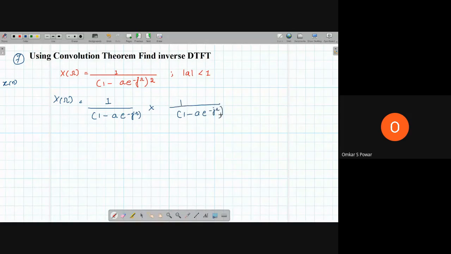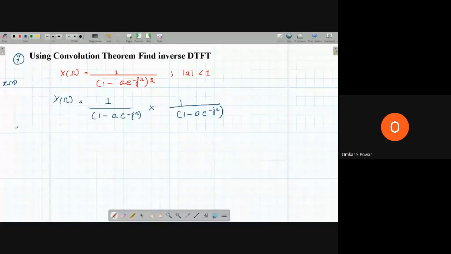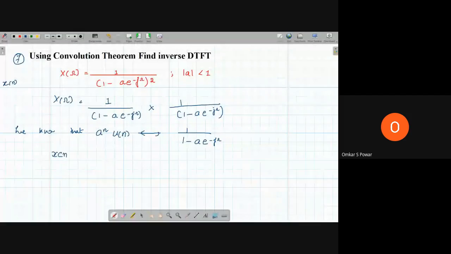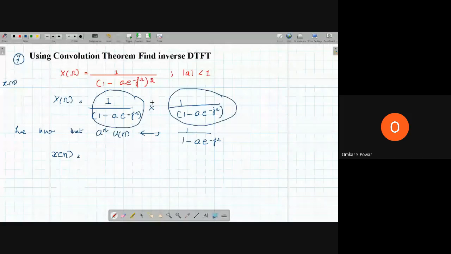Now we know that the DTFT of a power of n u of n is nothing but 1 by 1 minus a e power minus j omega. So using that, we will get our time domain signal. Your time domain signal x of n is nothing but the convolution of this one and this one, because multiplication in the frequency domain is convolution in the time domain. So a power of n u of n convolved with a power of n u of n.